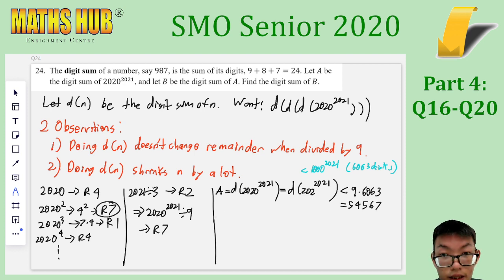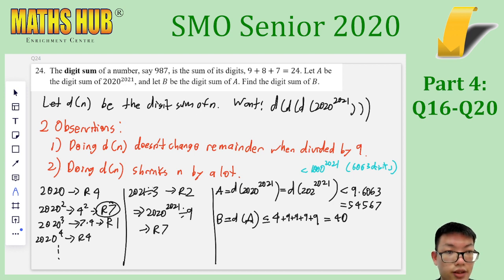Now let's take the digit sum again. B is the digit sum of A. Since A is now at most 54,567, the largest possible digit sum is from 49999, which is 40. Finally, your outcome, which is the digit sum of B, is at most going to be the sum of two digits. 3 plus 9 is the maximum. So it can't be bigger than 12. Now, is it going to be 12? Of course not, because we also know that the remainder is 7.